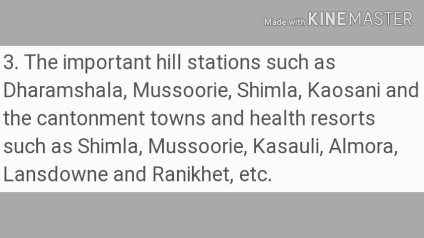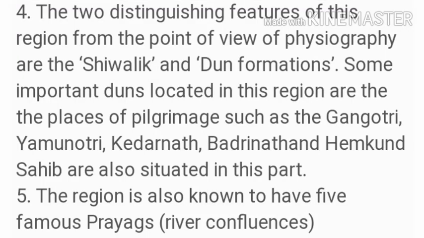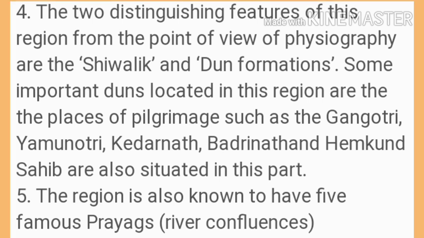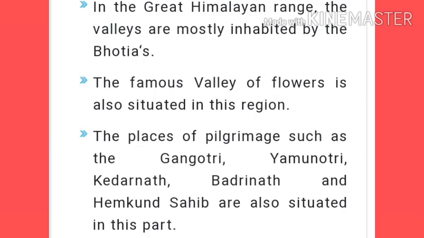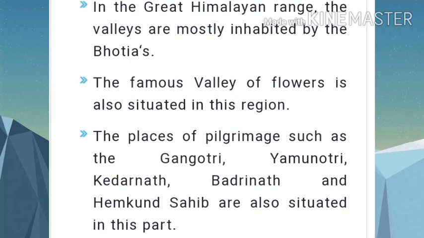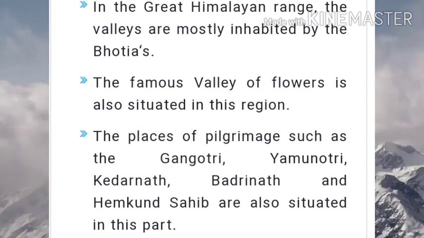The flat valleys between the Lesser Himalaya and the Shivalik range are called duns or doons, of which Dehradun is the most famous place. In the Great Himalayan range, the valleys are mostly inhabited by the Bhotias. These are nomadic groups who migrate to Bugyals during summer months and return to the valleys during winters.